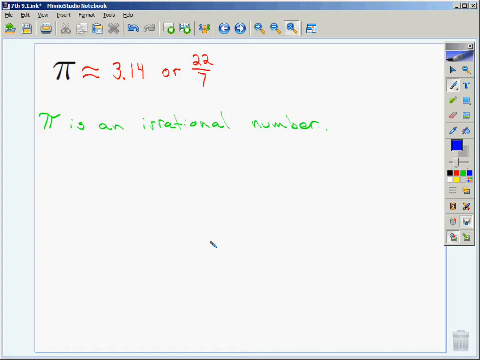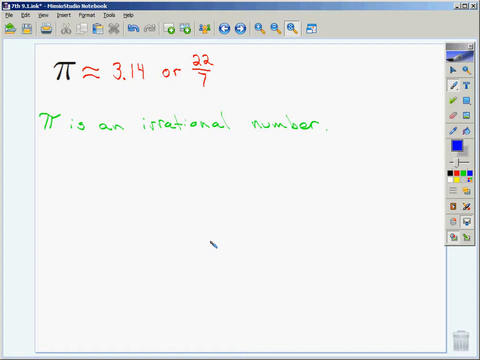And it's important to know that pi is an irrational number. And by irrational, it means that if I divided it out and I could find the exact value of pi, that at some point in time it would end or it would repeat. But pi itself never ends and never repeats. We just use these as approximations of pi.